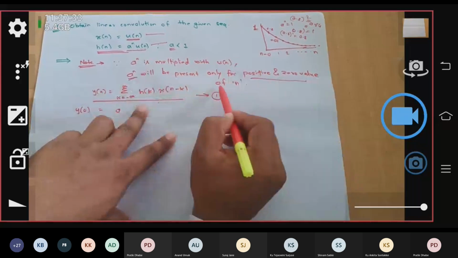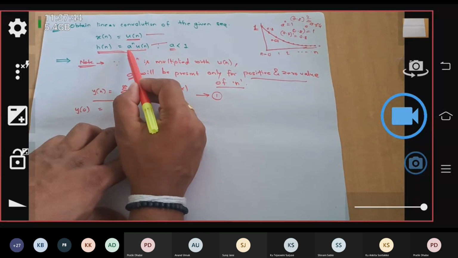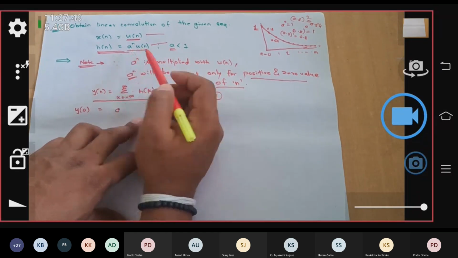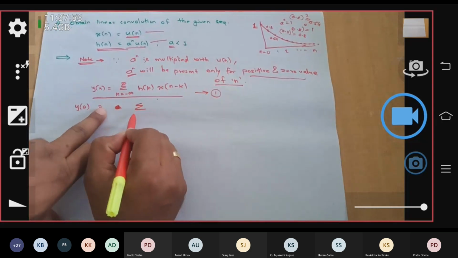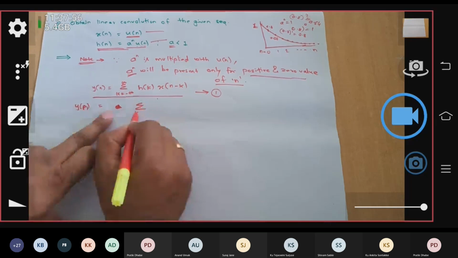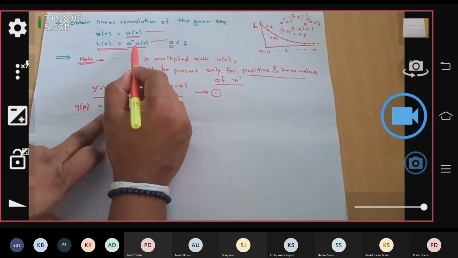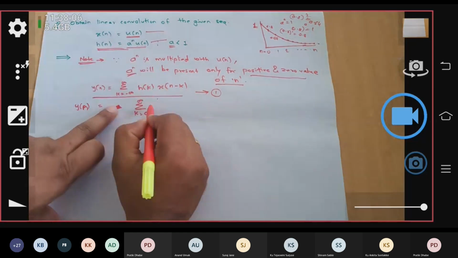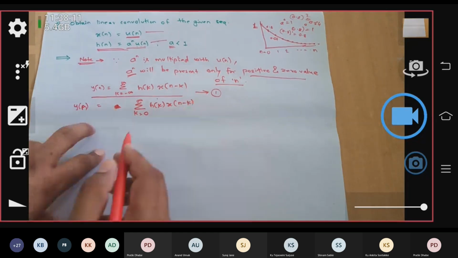Because u of n is simply a unit step function with magnitude of 1. It is not actually changing the magnitude of a raised to n. It is only changing the limits of this particular function. For that matter, let me make it very clear. So this will be y of n equals summation k from 0 to infinity now, because multiplication with u of n will give you only these signals for 0 and positive values. So this is x of k, h of k, x of n minus k.